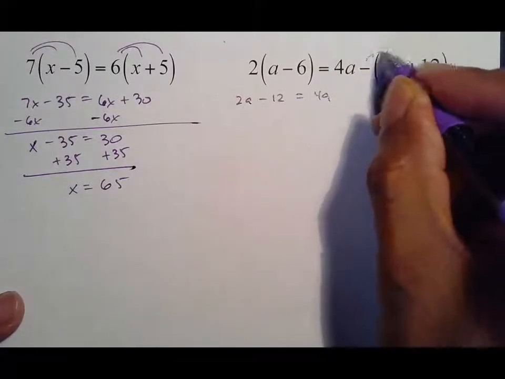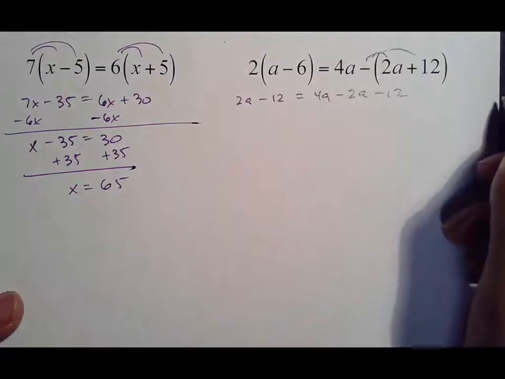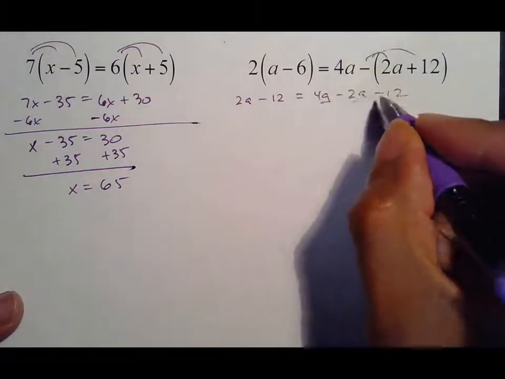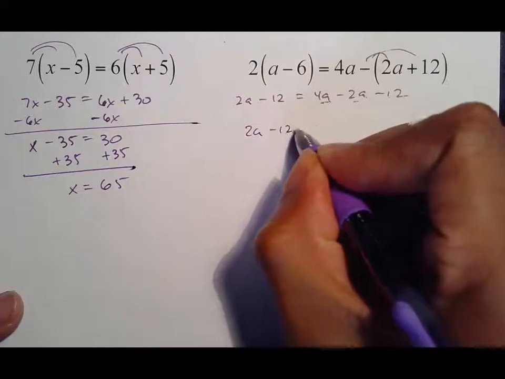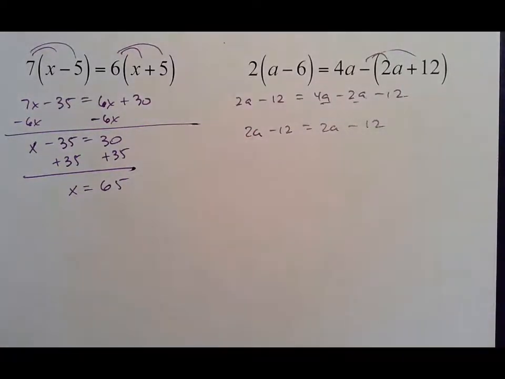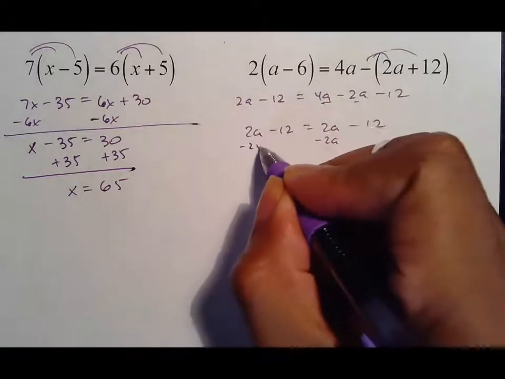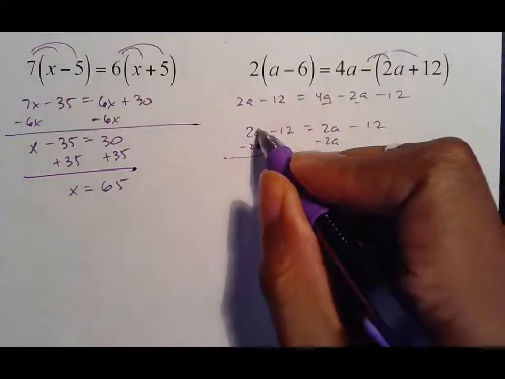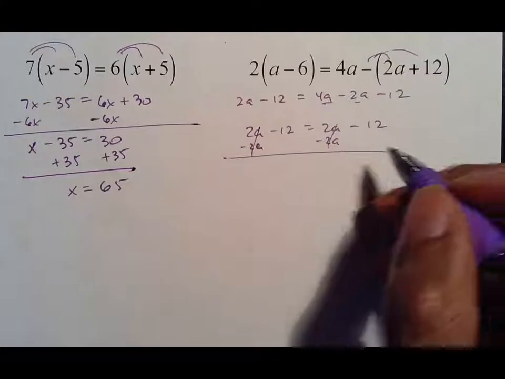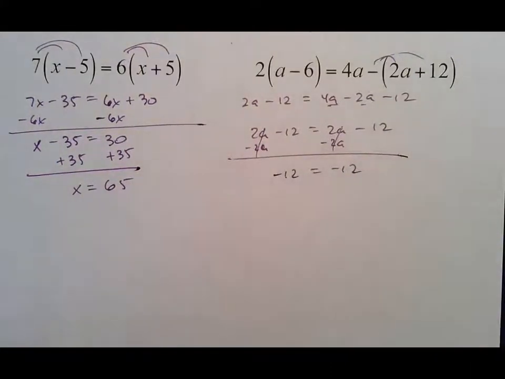4a, this negative distributes to those, so it'll be minus 2a and minus 12. Still not simplified because I have like terms, so 2a minus 12 equals 2a minus 12. There is no smaller variable, and so the issue with that is that we now must move either one of them. But the thing is, when I subtract 2a, the a's go away on both sides, bringing down negative 12 and negative 12. Now you will rarely see this happen, but I chose this for a reason.